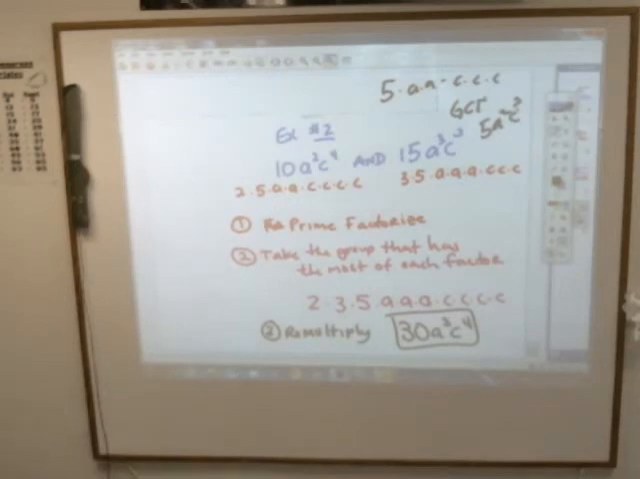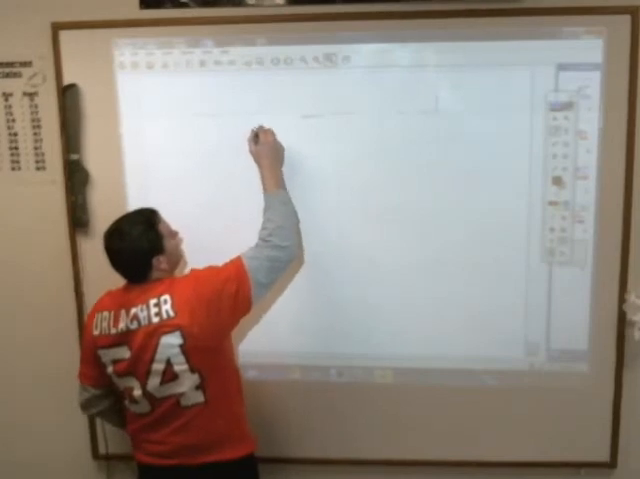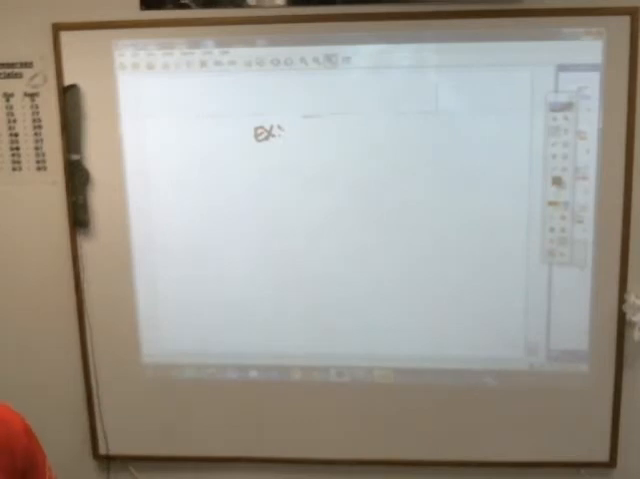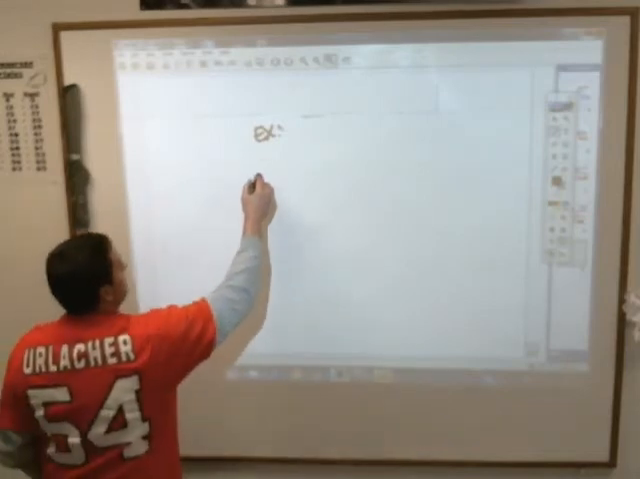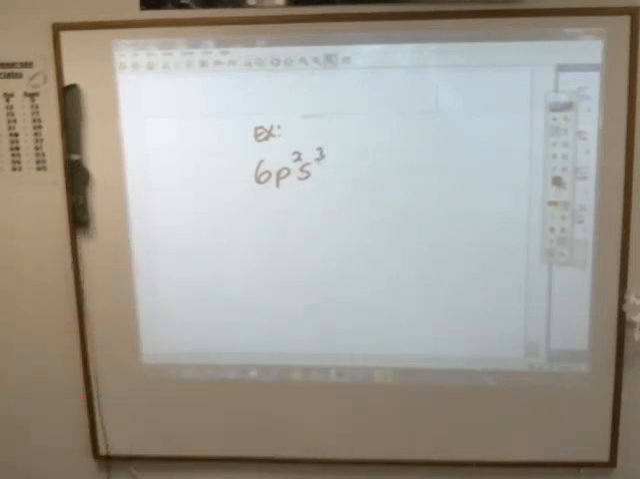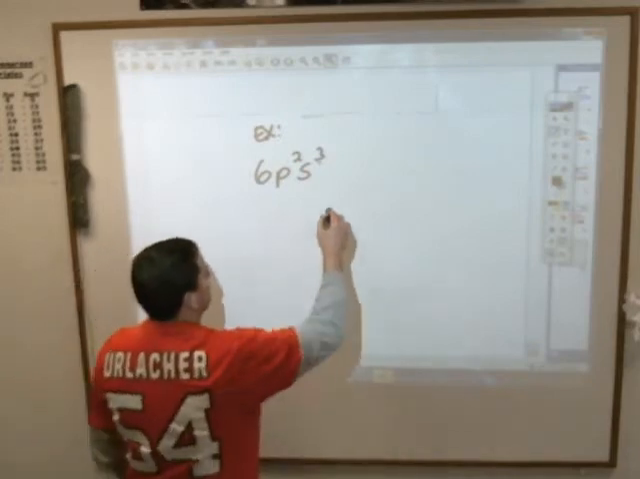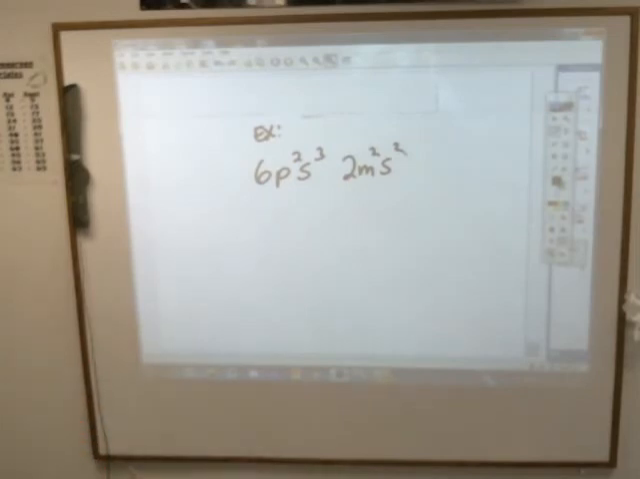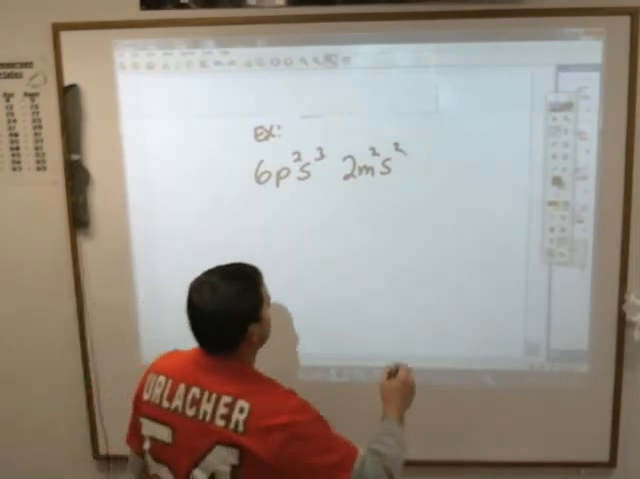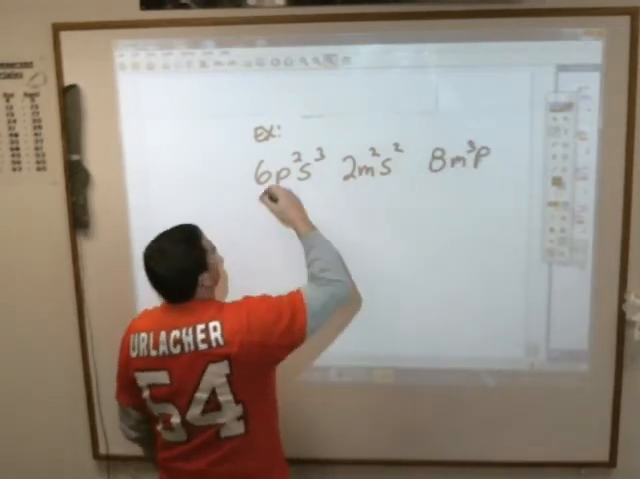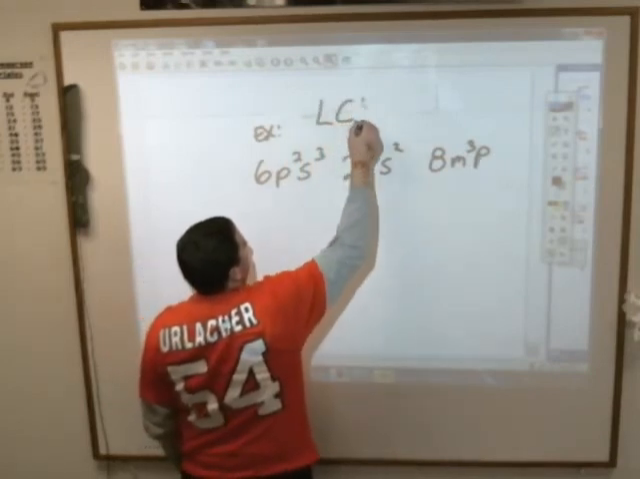All right, let's do one more. How about this one? Uno mas example, and you see, again, I don't think that you have to do all that work that we just did, unless math isn't coming easy to you and you don't quite get it, then sure. 6p squared s cubed, 2m squared s squared, and 8m cubed p. Find the least common multiple.